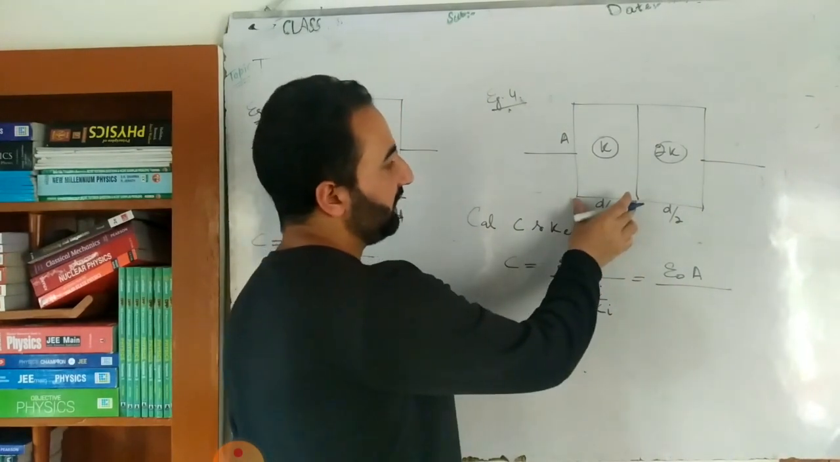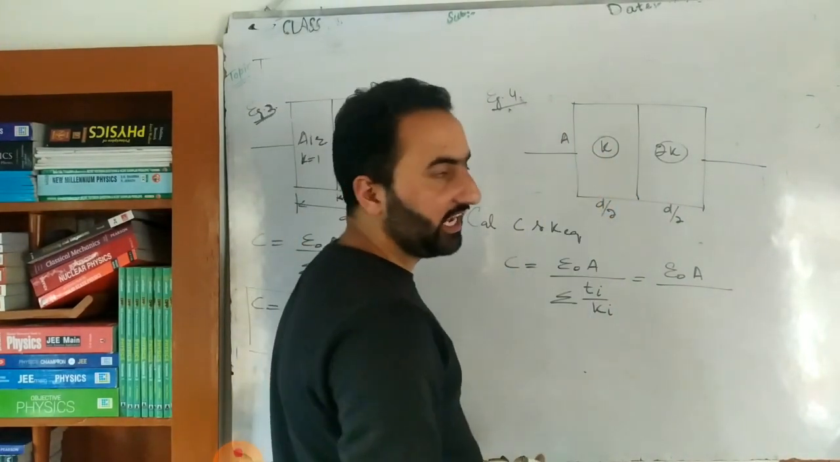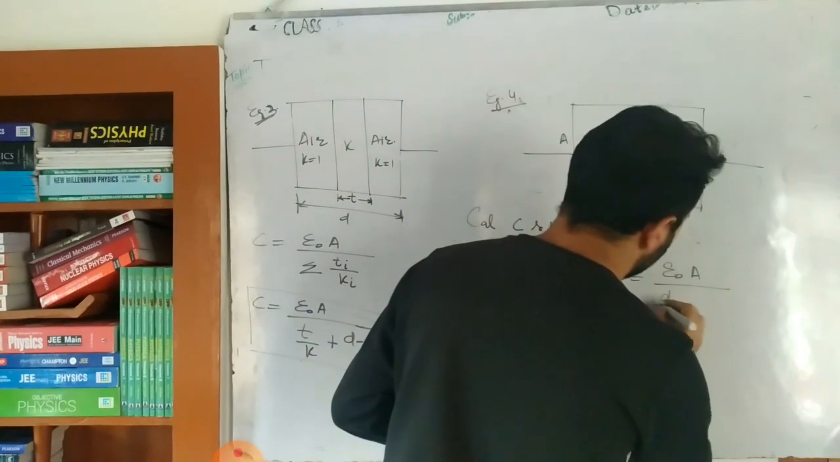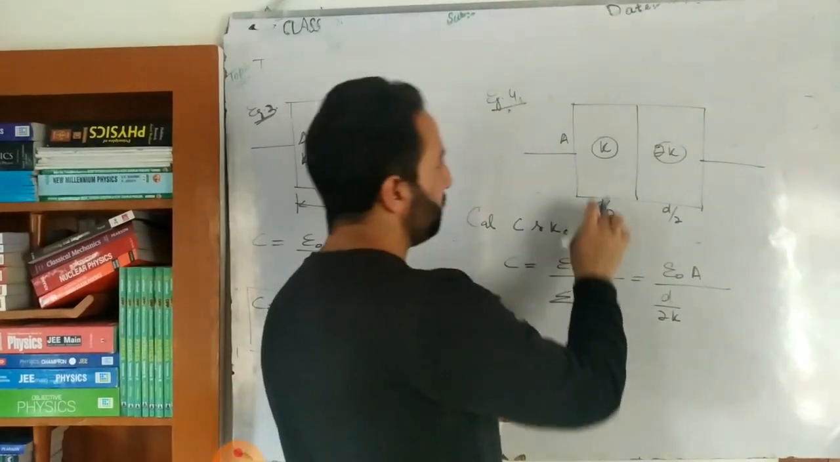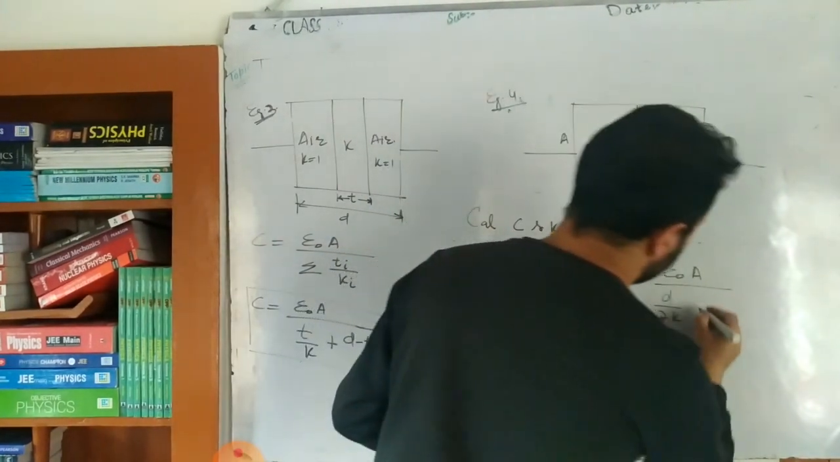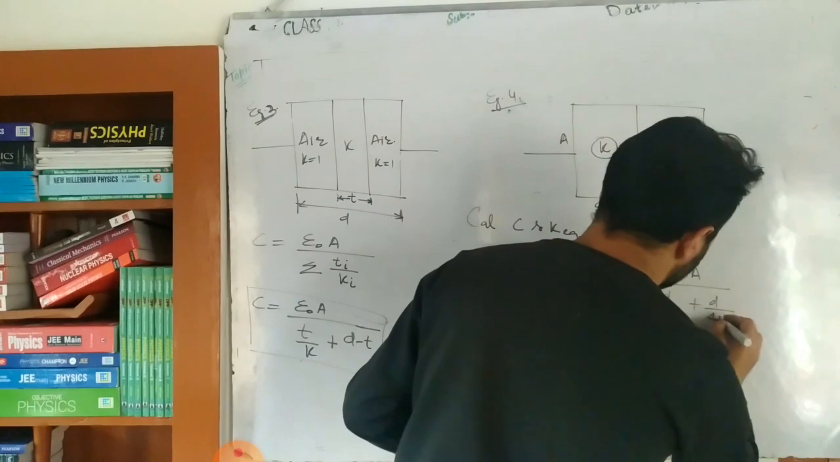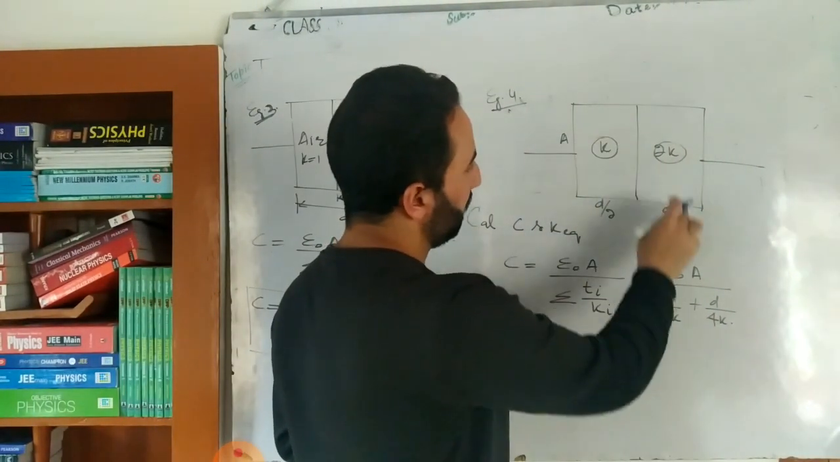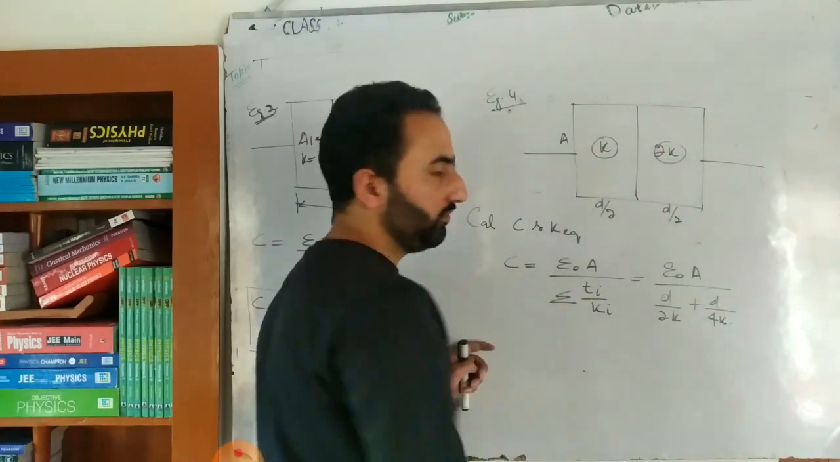Tell me, what is its thickness? d by 2. What is its dielectric constant? K. So you have to calculate the ratio of the two. That will be equal to d by 2K. Then this divided by this will be d by 2 into 2K, that is plus d divided by 4K. So it's like this: d divided by 2K, d divided by 2 into 2K, that is equal to d divided by 4K.